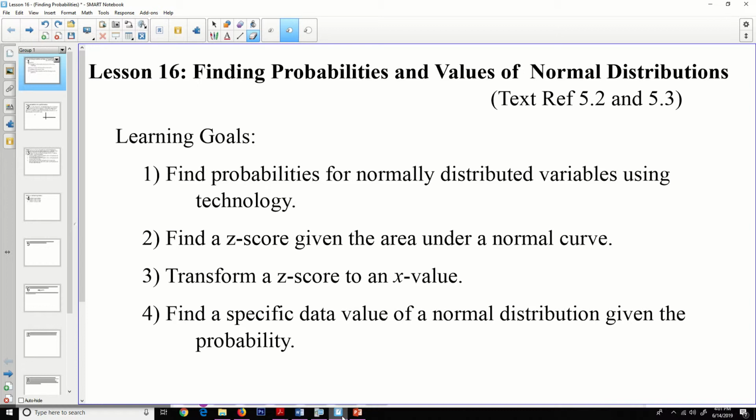We're going to find a z-score given the area under the curve. We're going to transform a z-score to an x value, and we're going to find a specific data value on a normal distribution given the probability.